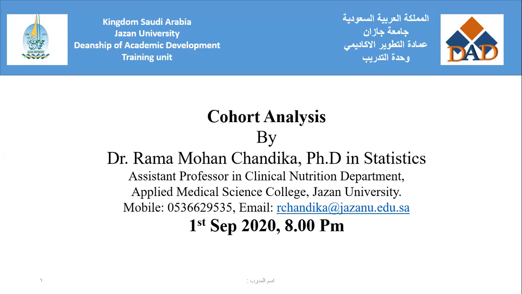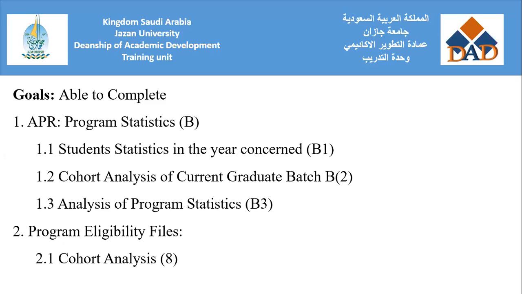So these are the goals of my presentation today. After completion of the presentation, the participants should be able to complete the annual program report item B, program statistics. In it, three items are there: student statistics in the year concerned, cohort analysis of the current graduate batch, and analysis of program statistics. And item number 2, program accreditation files, where the cohort analysis report is there.